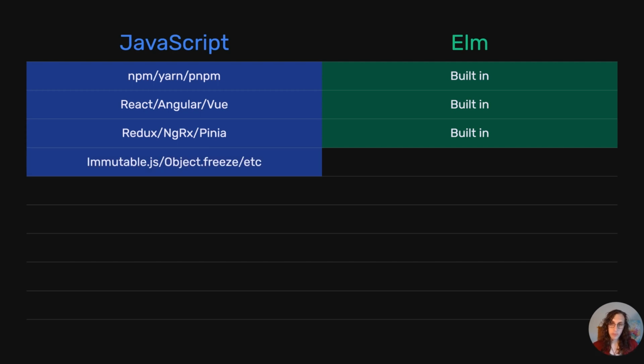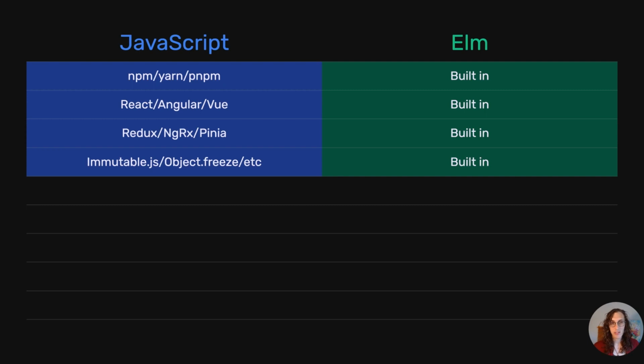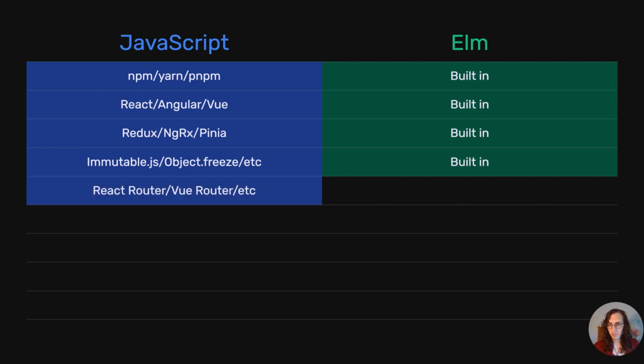In JavaScript, if you want immutability, you might need a third-party library. There's some proposals about JavaScript immutable records, which are looking really cool. But in Elm, it's already there. It's already built in. This is not something we need to worry about in the Elm ecosystem.